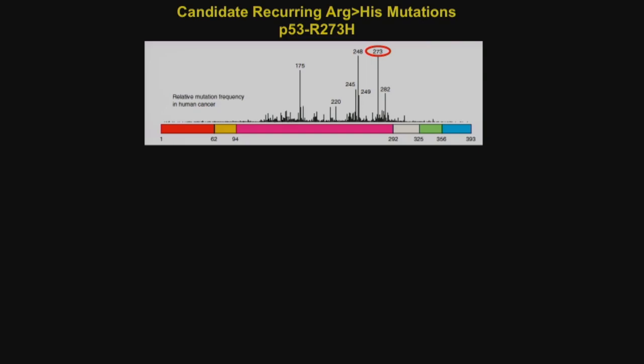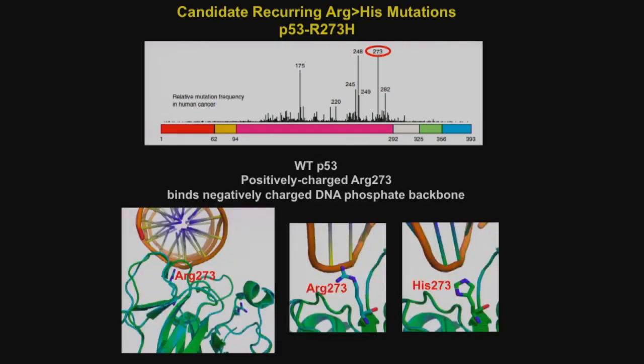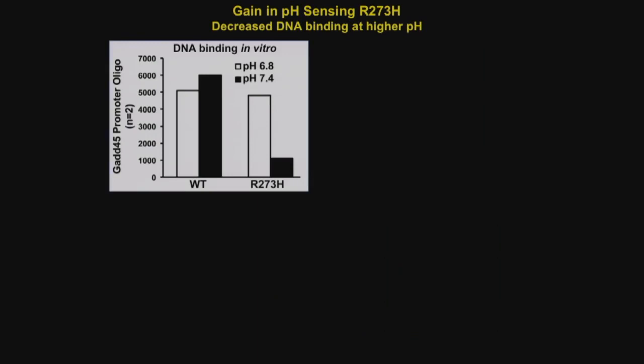So what does wild-type P53 do? Well, it functions as a tumor suppressor because it binds to DNA, and it binds by an electrostatic interaction. A positively charged arginine binds the negatively charged phosphate backbone of DNA. And this would be markedly decreased if it had a histidine that was deprotonated. And so we went on to show that there is a gain in pH sensing, this time decreased DNA binding at the lower pH.